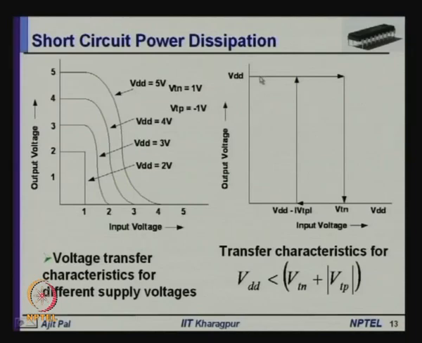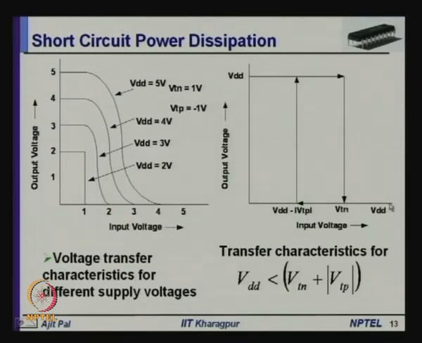As you can see, when the input is increasing, initially the output is VDD. Then at this point the PMOS transistor is turning off, and during this period, since the output is already charged to VDD, it continues until this point when the NMOS transistor is turning on and the output is brought down to 0, and then it is going to VDD.